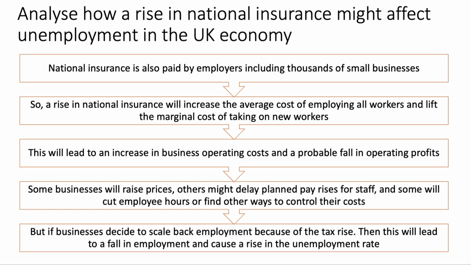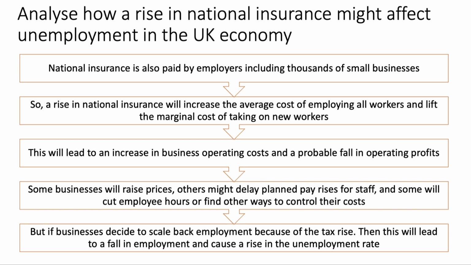Now, some businesses, as a result, will raise their prices. Others might choose to delay perhaps a planned pay rise for staff, and some will cut employee hours or find other ways to control their costs. So they're building the idea of how businesses might respond to national insurance. But if a business decides to scale back jobs because of the tax rise, then this will lead to a fall in employment and cause a rise in the unemployment rate.